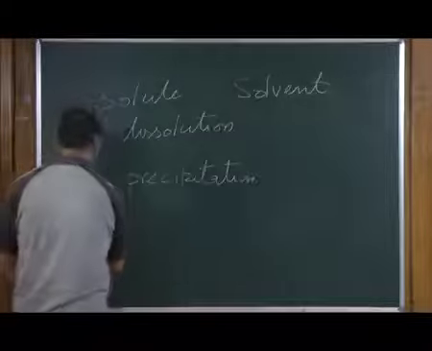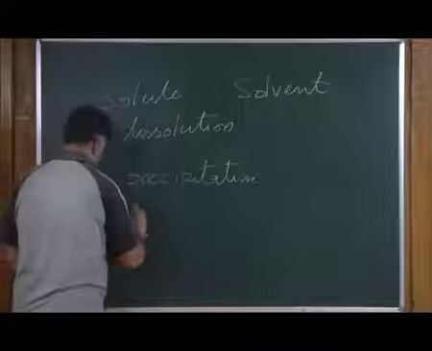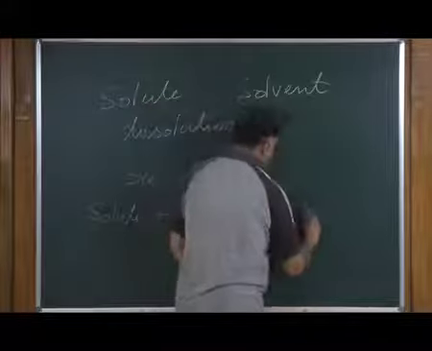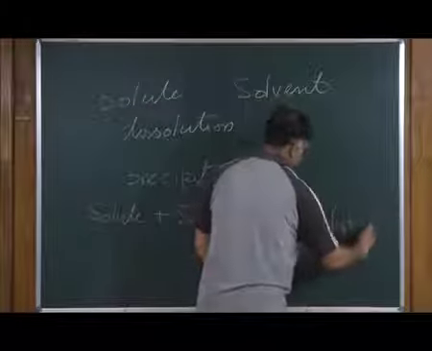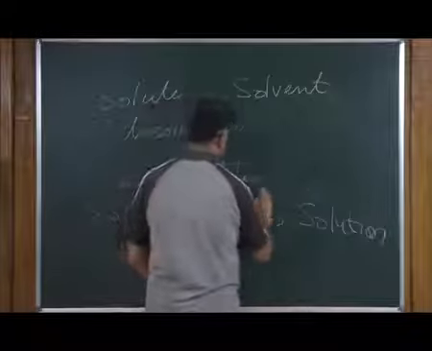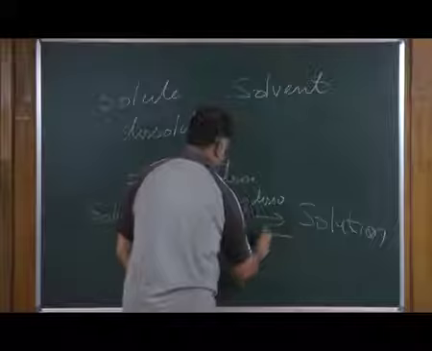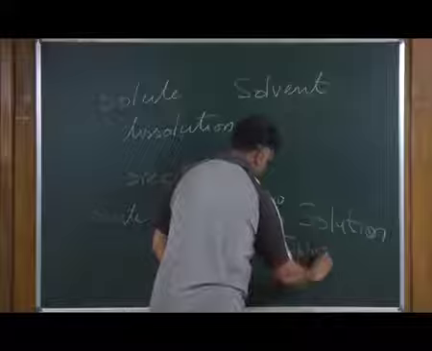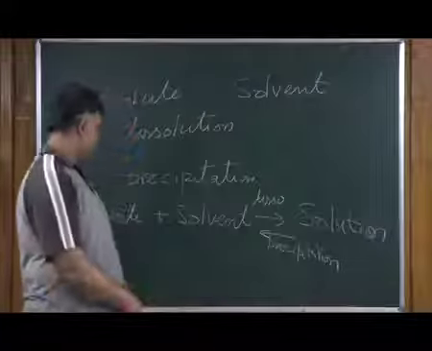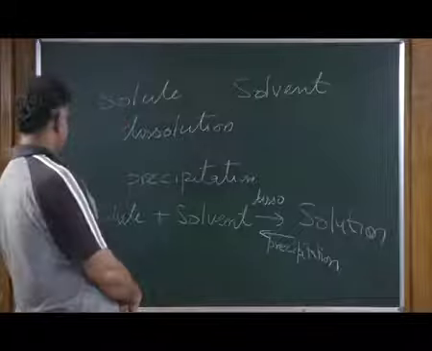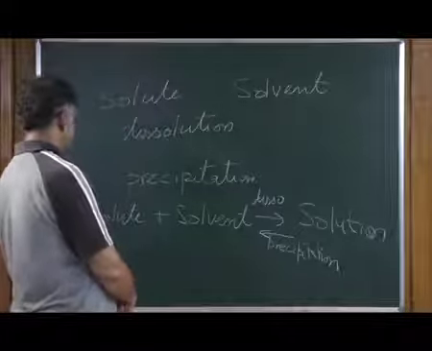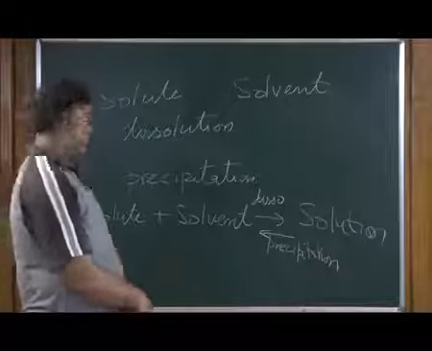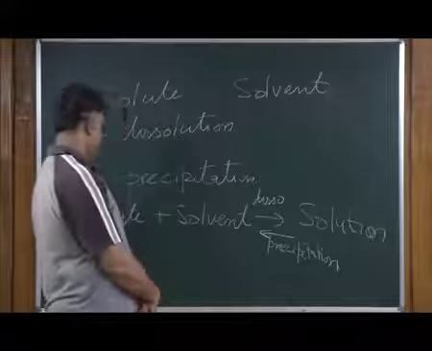So, we have solute plus solvent, and we are getting solution. In the forward direction the dissolution is happening, and in the backward direction precipitation is happening. And then there is a dynamic equilibrium. The rate at which solute goes into the solvent, and the rate at which solute comes out of the solution, when the two rates become equal, then we have equilibrium.